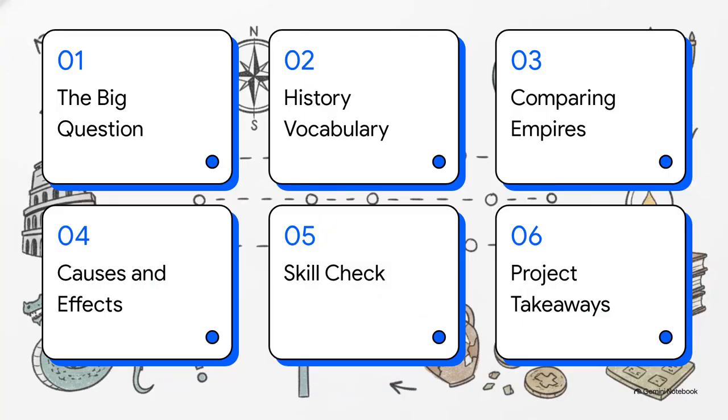Okay, let's take a super quick look at our roadmap for today. We'll be hitting the big historical question, essential ancient history vocabulary, comparing empires and faiths, causes, effects, and evidence, a quick skill check to test yourselves, and finally, your mini project takeaway.